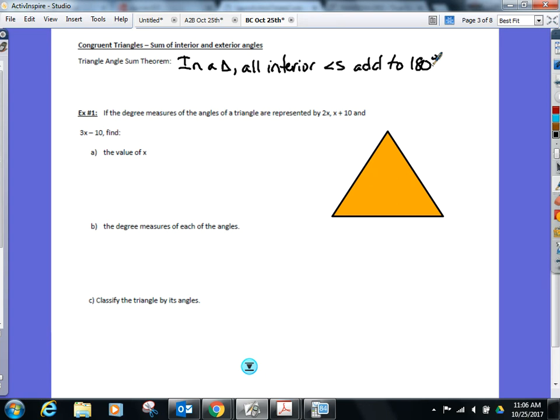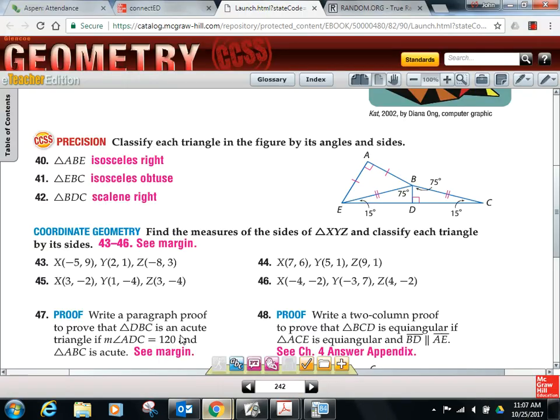Okay, so question one, just a pretty basic one. Go ahead, get a diagram set up, draw yourself a triangle, and label those angles 2x, x plus 10, and 3x minus 10. Or if you don't want a diagram, that's fine too. And we're solving for x.